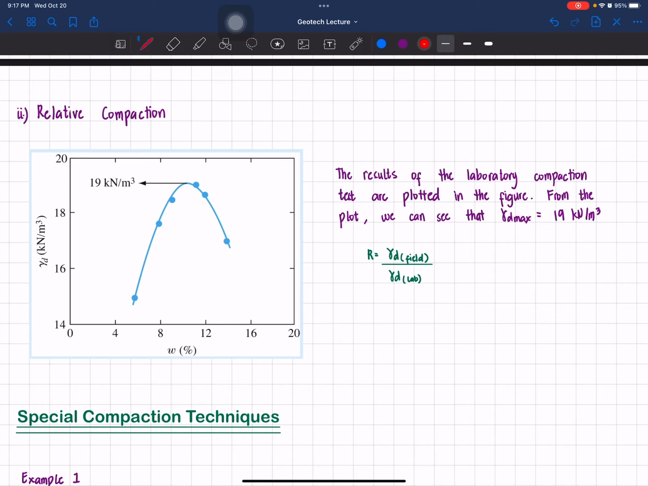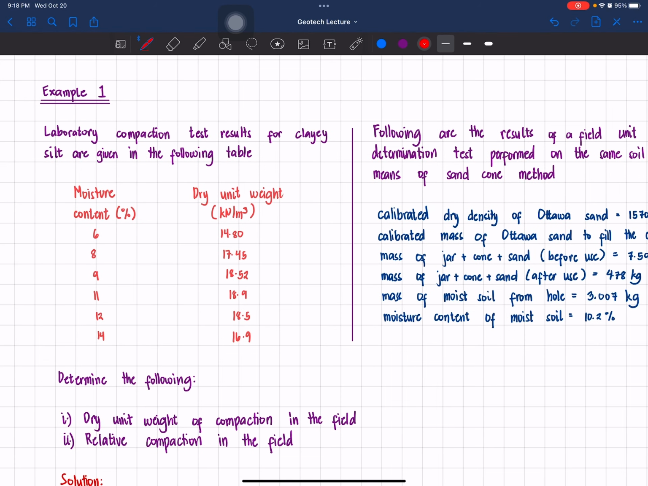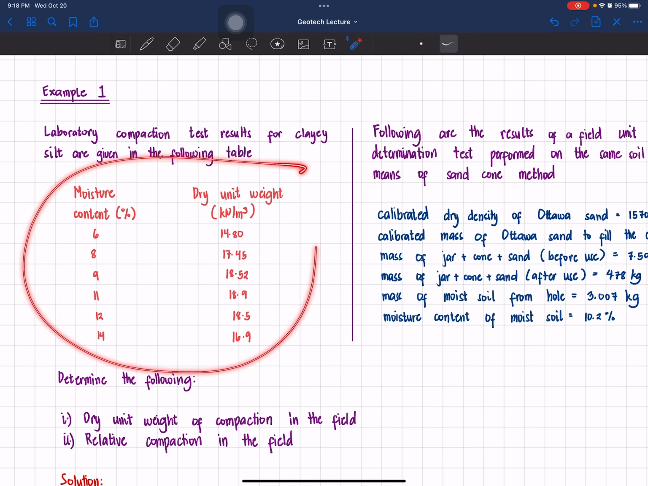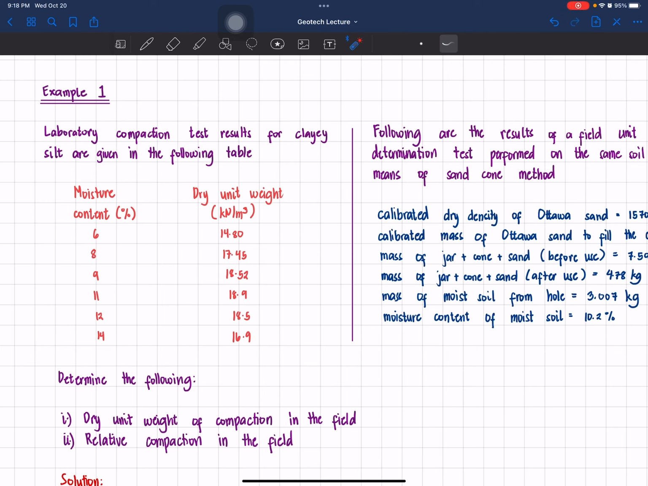Our relative compaction is based on the problem, which gives a laboratory test and a field test. Our field test is for the Ottawa sand, and that is your gamma dry in the field. But in order to determine the laboratory value, you have to plot the dry unit weight versus the moisture content, and then determine the optimum moisture content and the maximum dry unit weight.